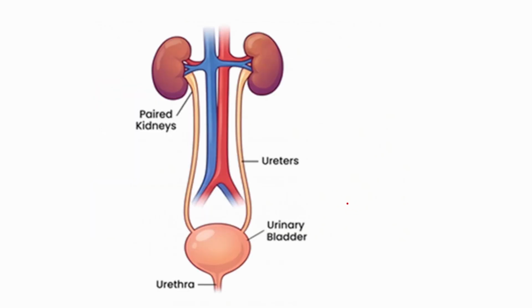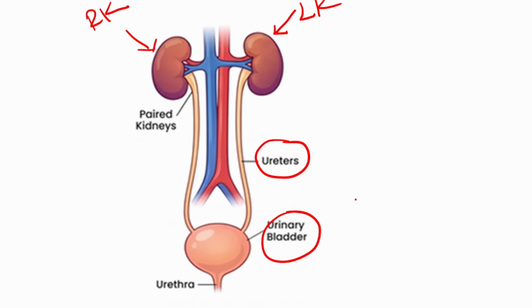Now moving downward from each kidney, the left kidney and the right kidney, we trace the long muscular tubes of the ureters, which course inferiorly to enter the urinary bladder, a hollow muscular reservoir located in the pelvic cavity. Exiting the bladder inferiorly, we position the urethra, the final channel responsible for conducting urine out of the body.